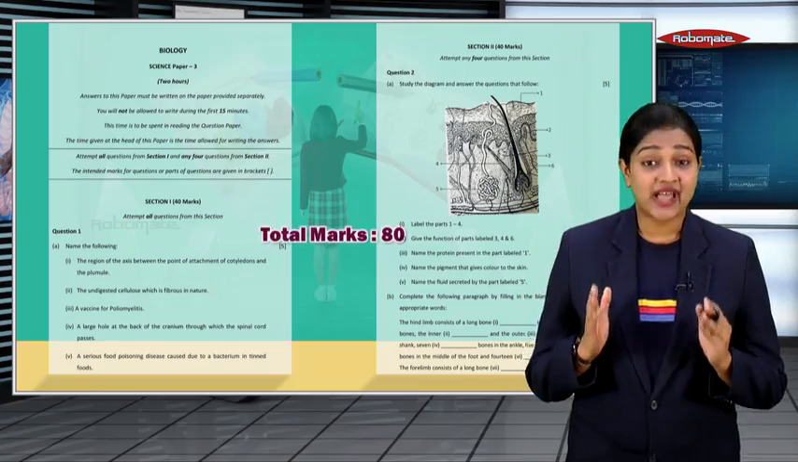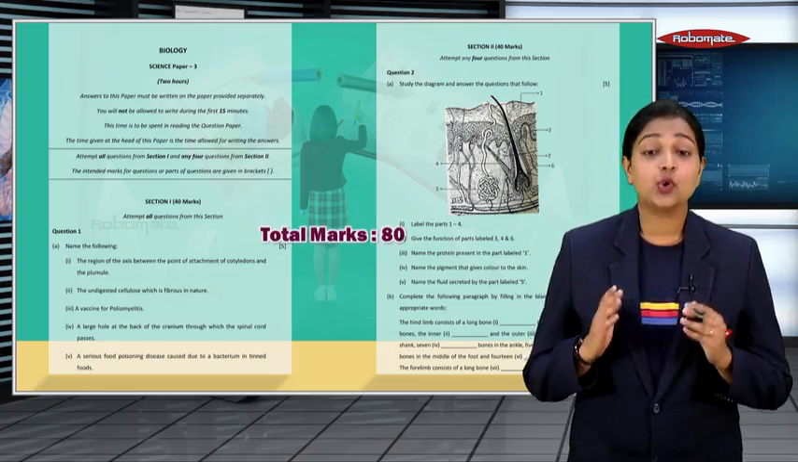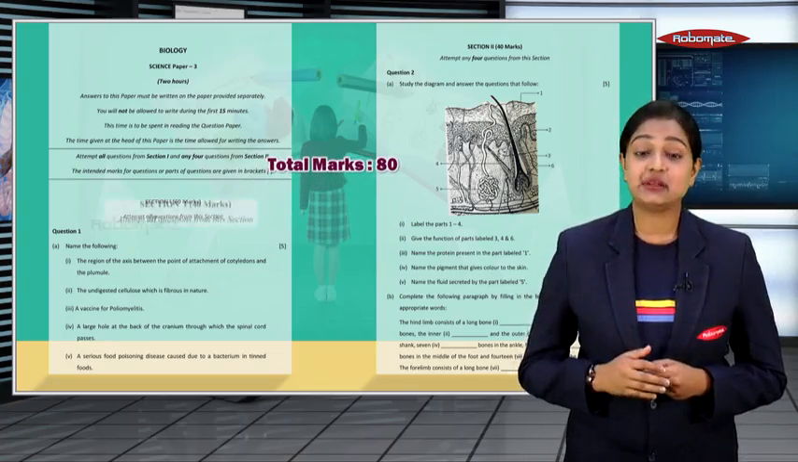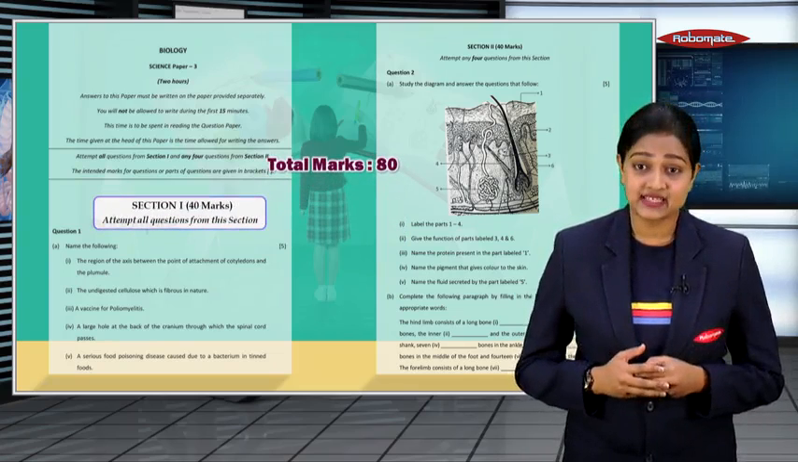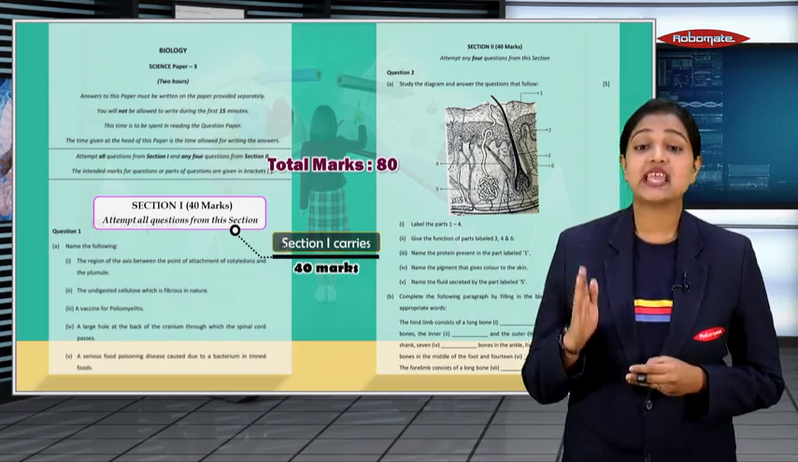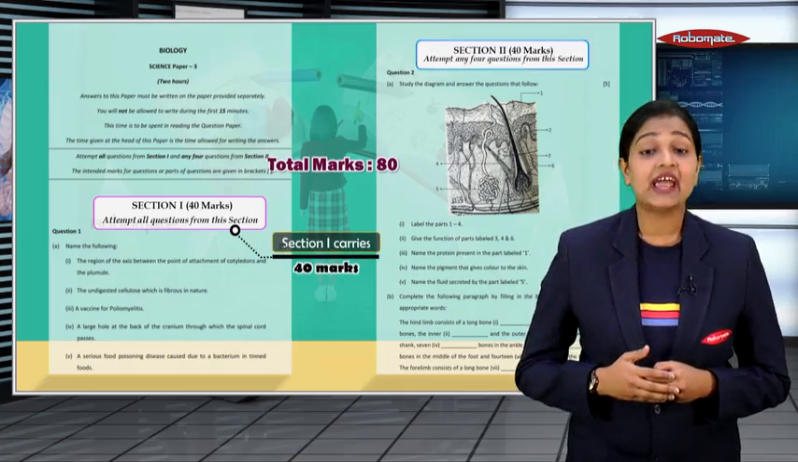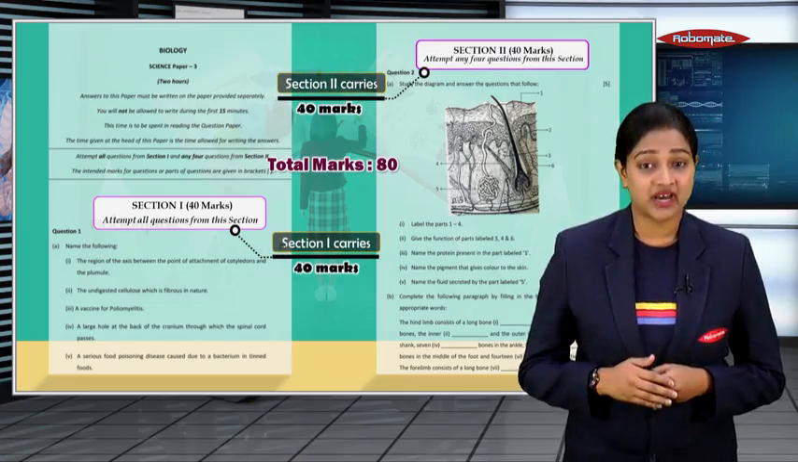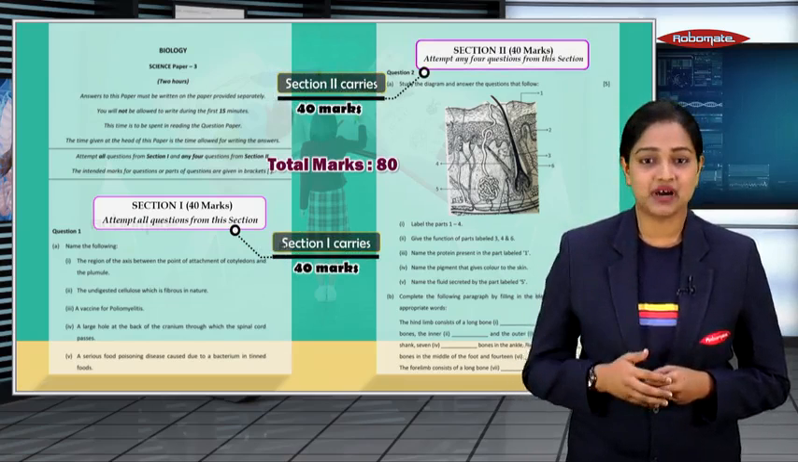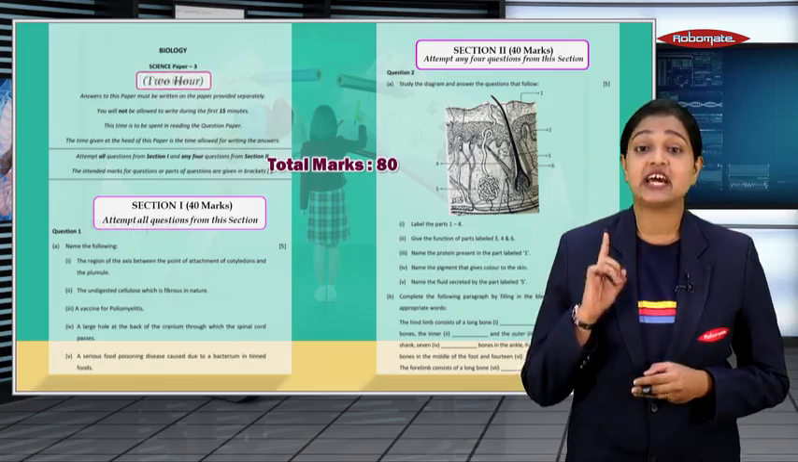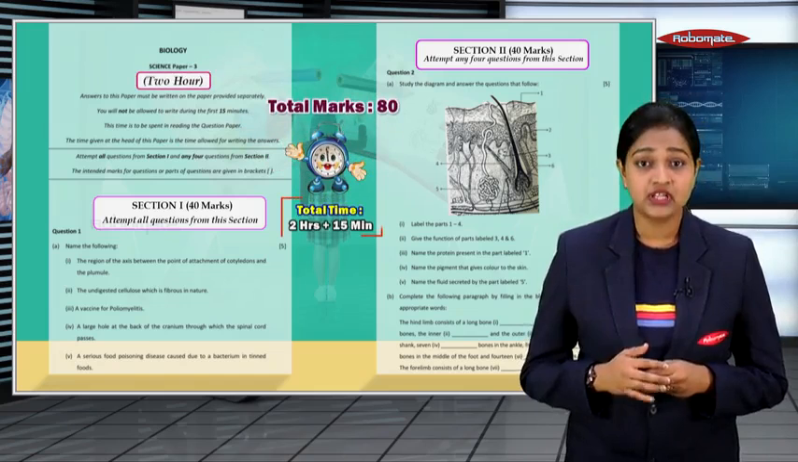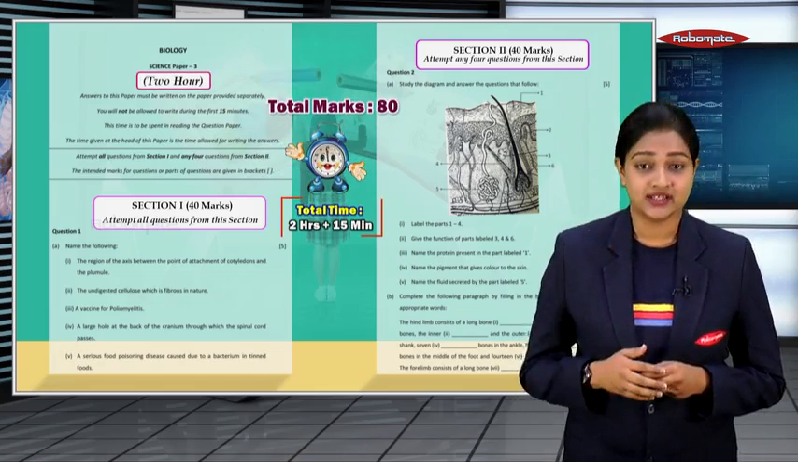Students, the biology question paper comprises a total of 80 marks. This 80 marks is distributed as section 1 which carries 40 marks and section 2 which carries 40 marks. So total 80 marks. Students, the time allotted to write this entire 80 marks paper is a total of 2 hours.